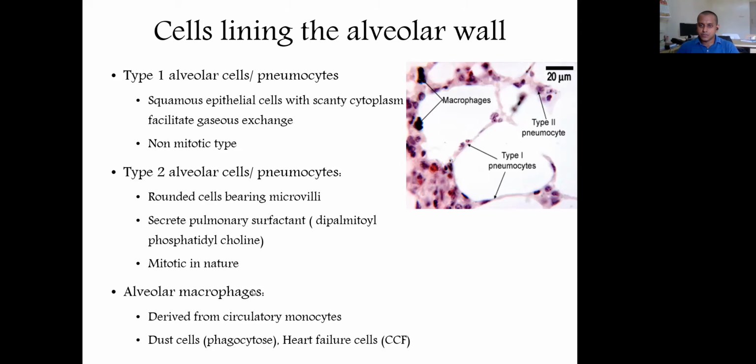The alveolar macrophages are phagocytic in nature. Phagocytosis means they engulf foreign particles. So they phagocytose dust particles, and they are called dust cells. In case of congestive cardiac failure, sometimes there is leakage of blood into the alveoli. At that time, these macrophages engulf the blood particles, and they are called heart failure cells. Please note this: alveolar macrophages are also called heart failure cells or dust cells.